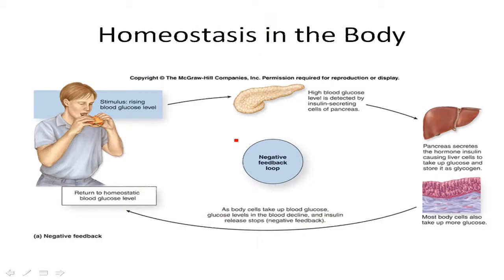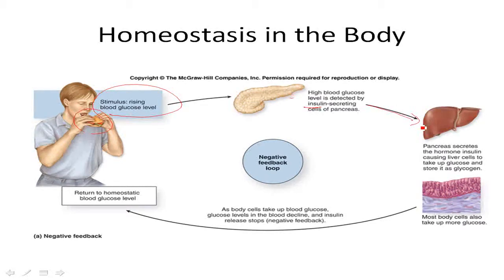Let's look at how this happens in the body. Here's an example of a negative feedback reaction in the body. The stimulus: this guy's eating a cheeseburger, so is blood glucose. Glucose is blood sugar. Blood sugar levels are rising. Okay? The pancreas is going to secrete insulin.